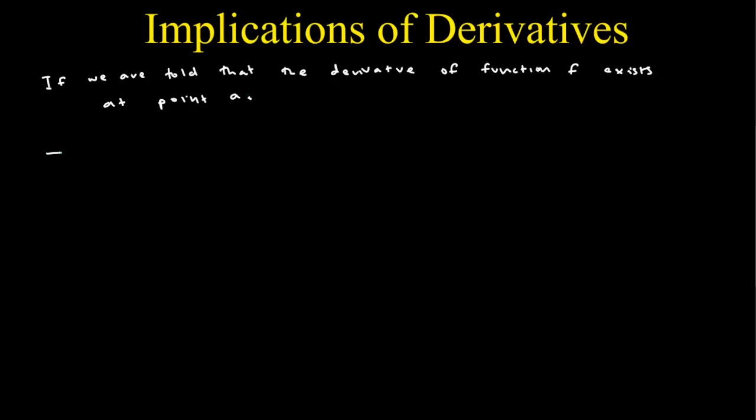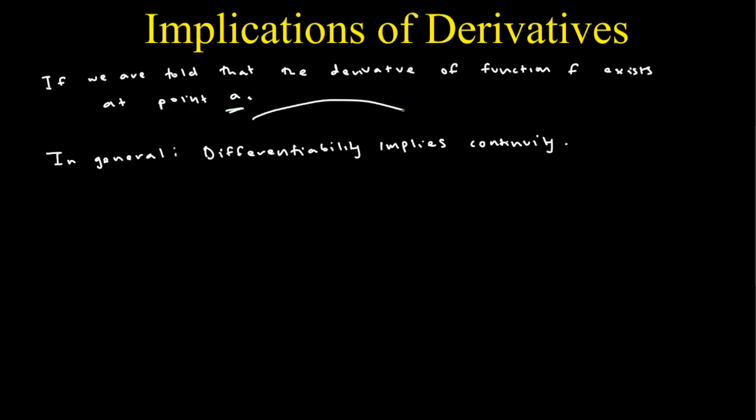In general, differentiability implies continuity. What does this mean? Well, if we are told that we have a derivative that exists of a general function f, right, at a point such as a, we can also assume that that function is continuous at point A, right? This is a theorem. And I'll just give a quick proof to that theorem.